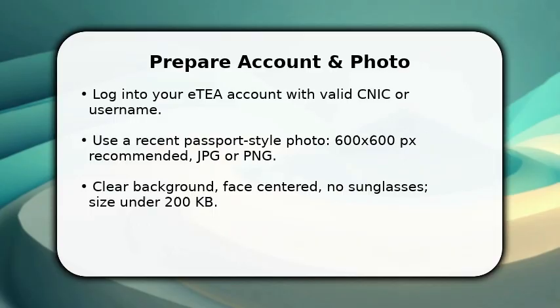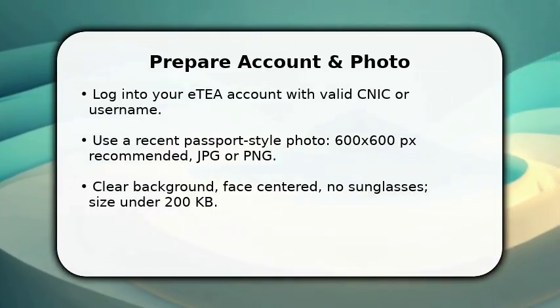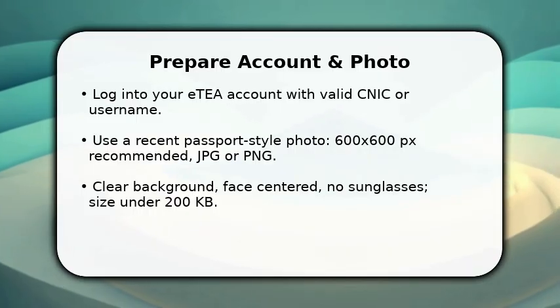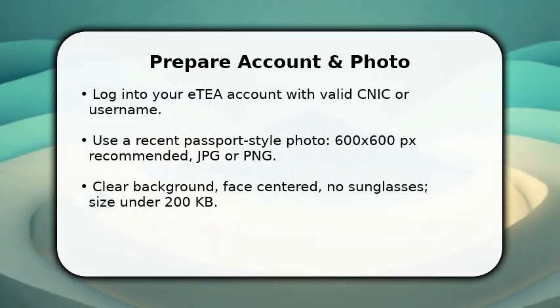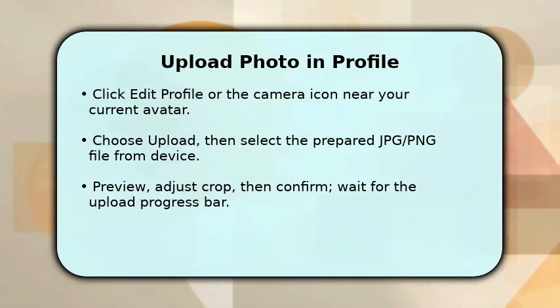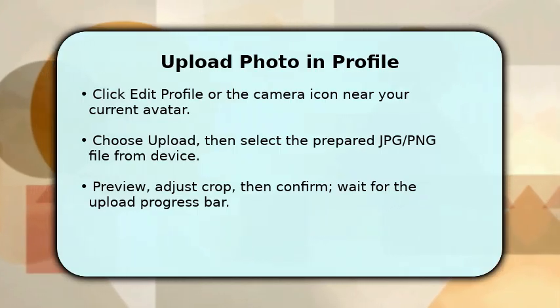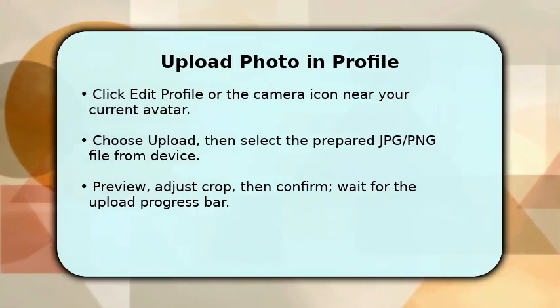If your image is too large, compress it to under 200 KB or resize to 600 by 600 pixels. Doing this now prevents upload errors and speeds the next steps. Once done preparing the file, click Edit Profile or the camera icon and choose Upload Photo. This opens your device files so you can select the prepared JPG or PNG.